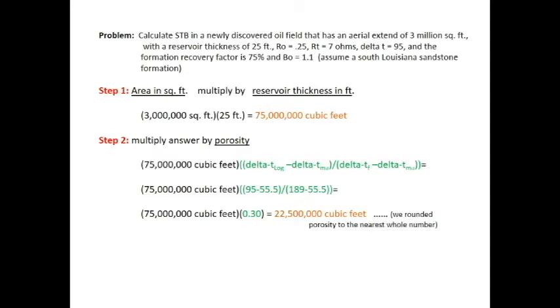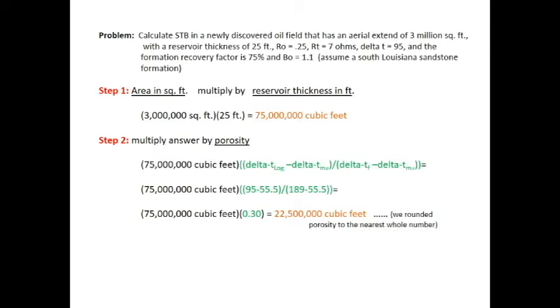Step 1. We'll take the area in square feet and we'll multiply it by reservoir thickness in feet. So 3,000,000 times 25 equals 75 million cubic feet. Step 2. We'll multiply the answer by porosity. So we'll take 75 million cubic feet and multiply it by delta T log minus delta T matrix divided by delta T fluid minus delta T matrix.